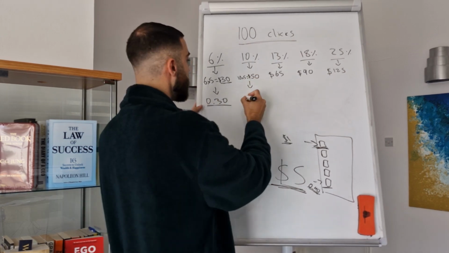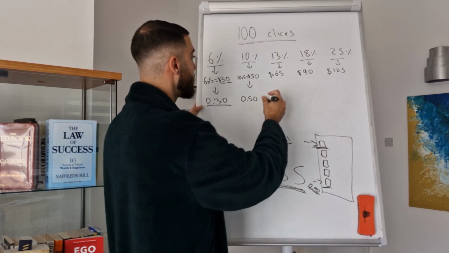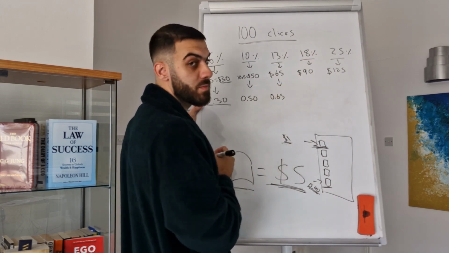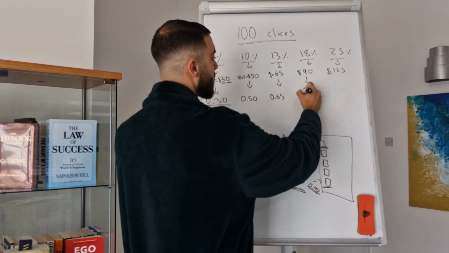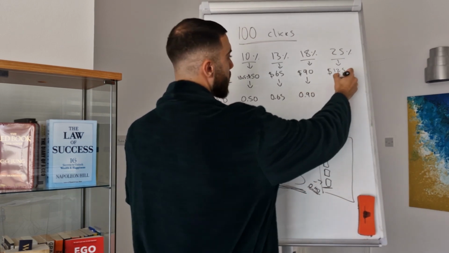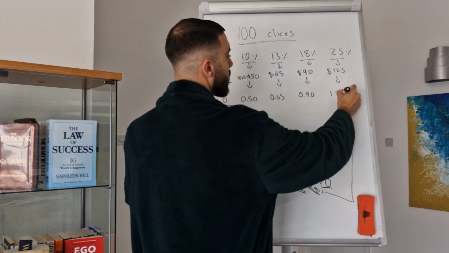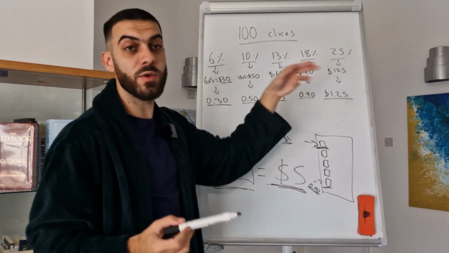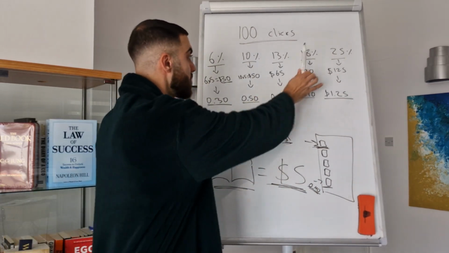If we divide 50 by 100, you can afford a 50-cent cost per click. At a 13% conversion rate, you can afford a 65-cent cost per click. At an 18% conversion rate, you can afford a 90-cent cost per click. And at a 25% conversion rate, you can afford a $1.25 cost per click. Now, these cost per clicks are for the same book. Everything here is for the same book.